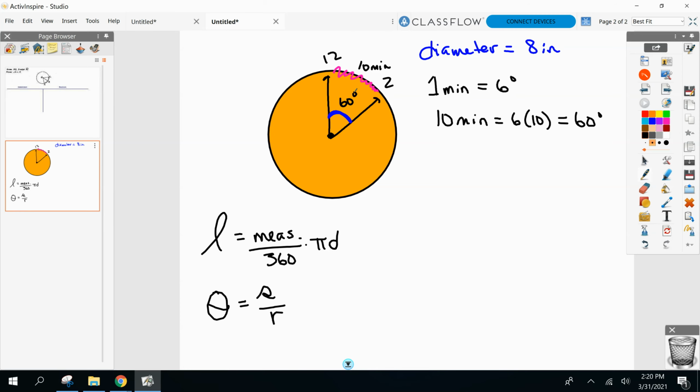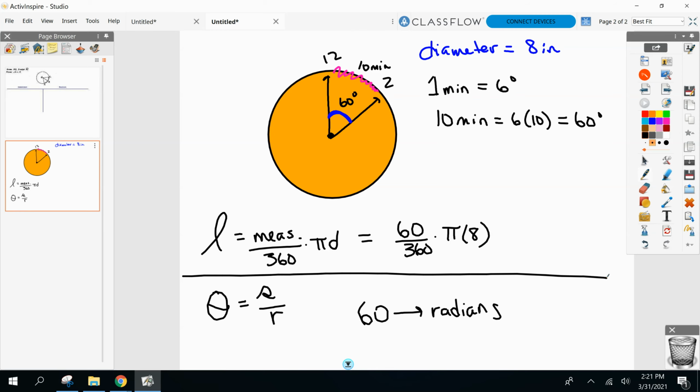You can go right to the degree formula and say, hey, 60 degrees over 360 times pi, diameter was 8. And maybe the directions say leave your answer in terms of pi, then you put pi in your answer. Maybe it'll say nearest 10th, nearest 100th, and I type that whole sucker in my calculator. If you want to use theta equals S over R, you do need to take 60 degrees and convert it into radians so you can plug it in for theta. That's if you wanted to use theta equals S over R.